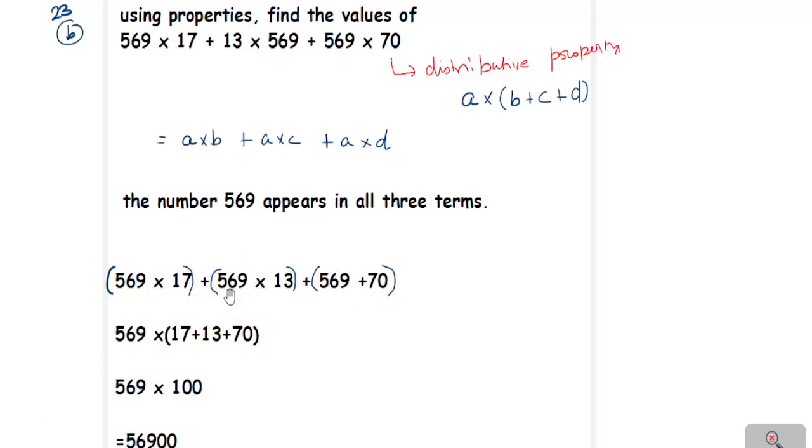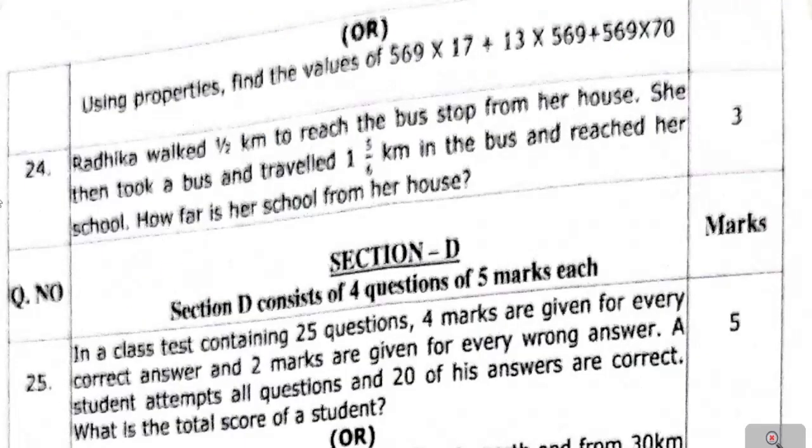So you can take the number as common. So 569 into, the remaining numbers 17 plus 13 plus 70. 17 plus 13 plus 70 will give 100. So 569 into 100 is 56,900. This is the result. This is the easiest one. You have to understand the distributive property only.